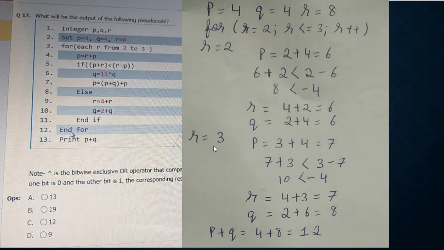And for the next iteration R equal to 3, P will be R plus P, which is 7, and again it will check the if condition. So 10 is less than minus 4, which is again false. So it will move to the else part, and the value of R will be 7 and Q will be 8. And when R equal to 4, it will terminate the loop and the value of P plus Q is printed, which is 12, which is option C.